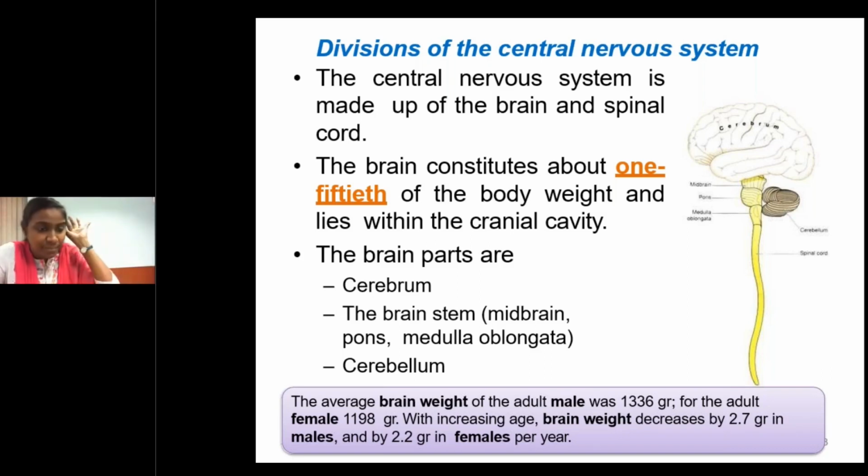See, the brain parts are cerebrum and the brainstem. The brainstem contains midbrain, pons, medulla oblongata, and then the cerebellum. The major part of the brain is the cerebrum, which has two halves, the cerebral hemispheres. The average brain weight of an adult male is 1336 grams, and you read that afterwards.